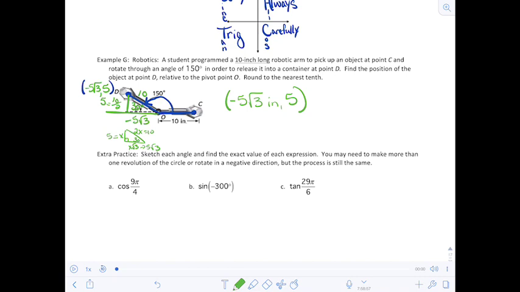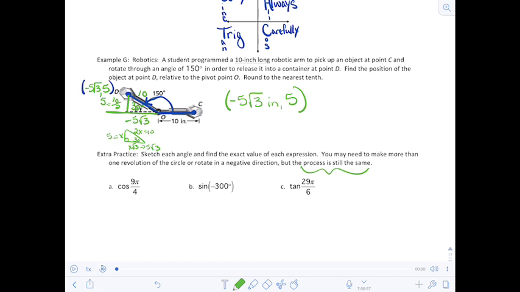Okay, so a few more. This is just extra practice, so this is nothing new. We're going to work on our location and our signs and our values. So we're going to sketch each angle, find the exact value of the expression, and we might need to make more than one revolution. So this is good too, to look at breaking it down into how many rotations we have. But keep in mind, the process is the same.